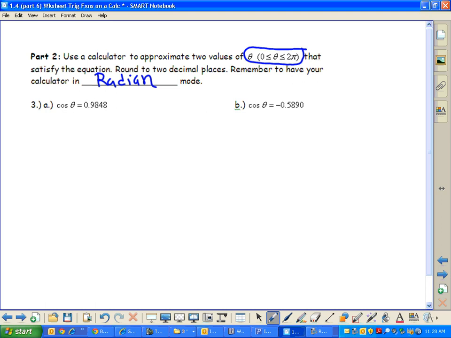Okay, while you're finding the first value of theta, I'm going to take a minute to walk around, check off your 4 homework problems from last night, and then I'll show you how to find the second value of theta in just a minute.